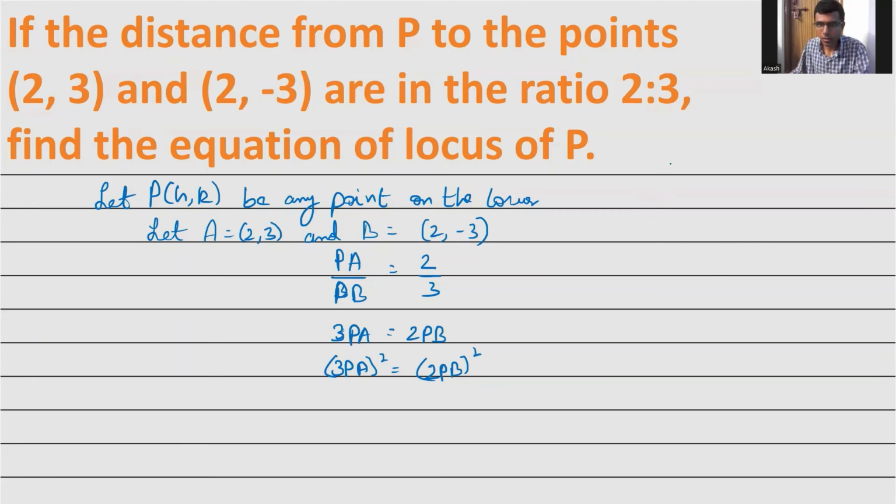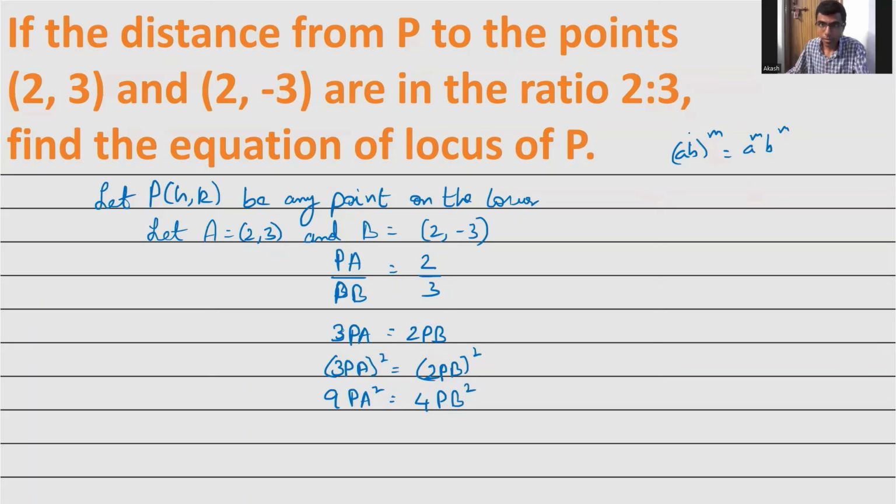There's a law of exponents which states, although you might know it, I'm just telling you, (ab) whole power m is nothing but a power m into b power m. So this would be nothing but 3 square into PA square. What's 3 square? 9. So 9 PA square is equal to, what's 2 square? 4. 4 into PB square.